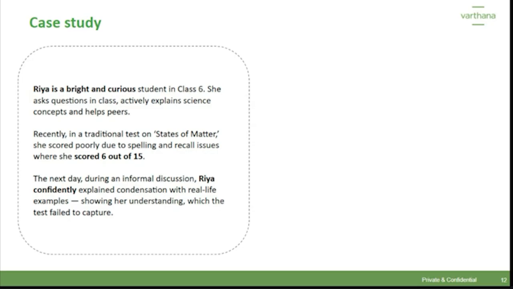She had left several blanks, struggled with spelling, and forgot key terms under pressure. The next day, during an informal discussion, Ria confidently explained how steam turns into water and even gave an example from her kitchen. The teacher was surprised, and clearly Ria understood the concept, but the test didn't reflect her learning.